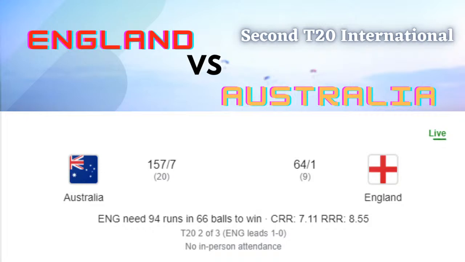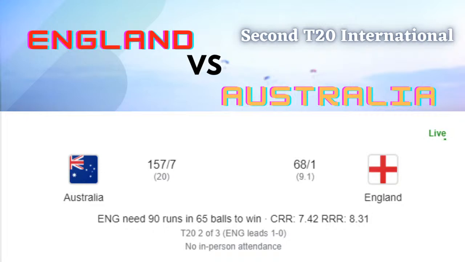Fuller delivery outside off. That is another reverse shot from David Malan. He played the reverse sweep and it was played towards the third man boundary and it goes to the boundary. So another reverse sweep to start off the over and another boundary off the first ball.